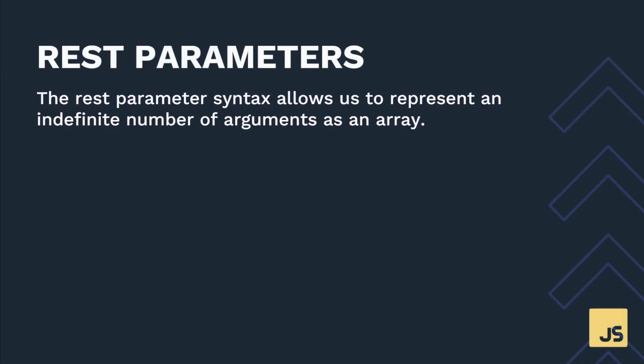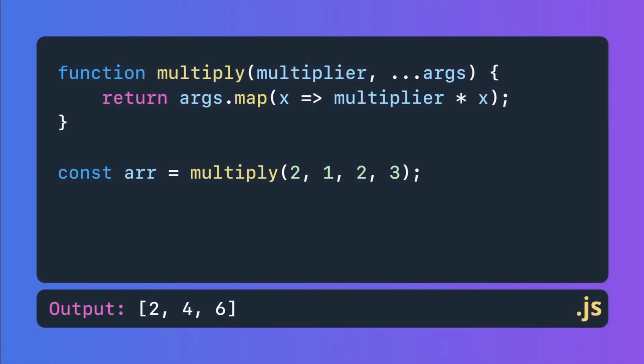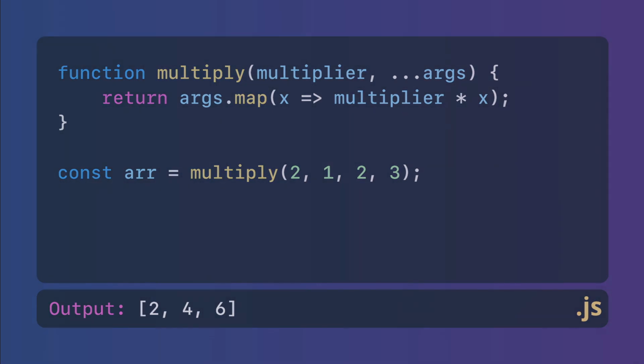The rest parameter syntax allows us to represent an indefinite number of arguments as an array. In the following example, the function multiply uses rest parameters to collect all arguments excluding the first. So no matter how many arguments we pass the function call, the first one will be considered the multiplier and the rest will be considered args. And then we can see that the function returns a mapping of the args multiplied by the first parameter, which is the multiplier. So when we do multiply 2, 1, 2, 3, the first is used as the multiplier of 2, and then all the other ones are multiplied by that, so we get a return array of 2, 4, 6. And there we have it.